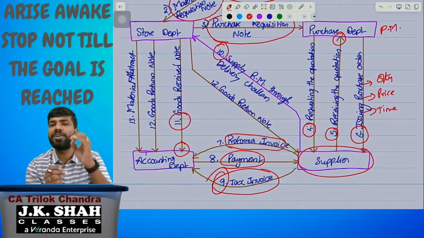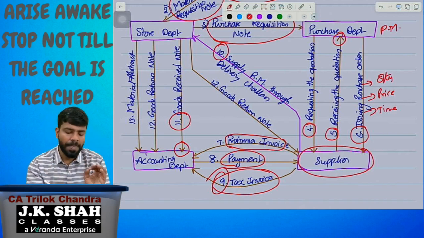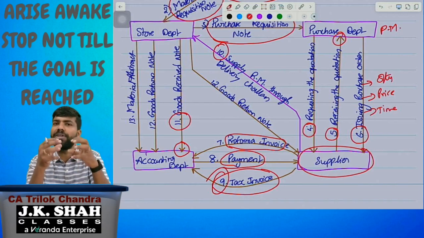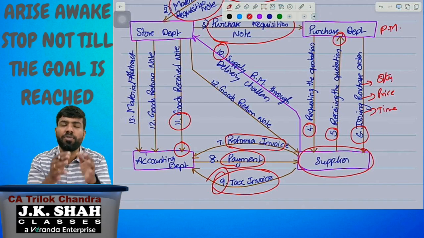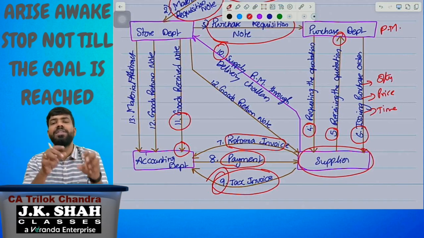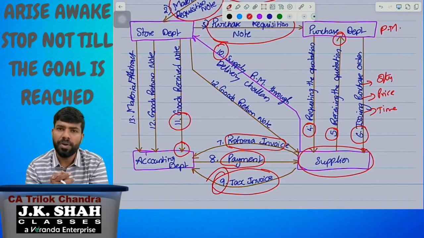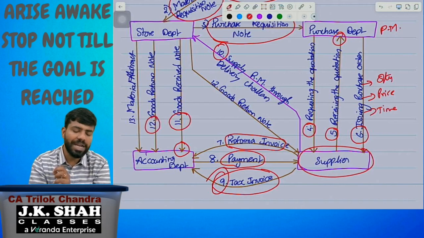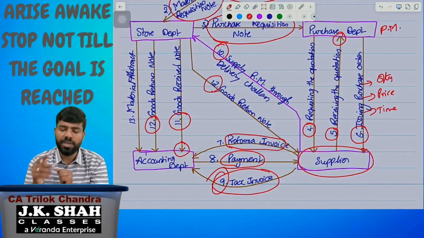If any defective product is found by the inspection team, they are going to return the raw material to the supplier. If it is not according to specification, they will return it to the supplier. Are you understanding? At that time, they'll prepare one document called the goods return note. One copy will be given to the accounts department and one copy to the supplier.